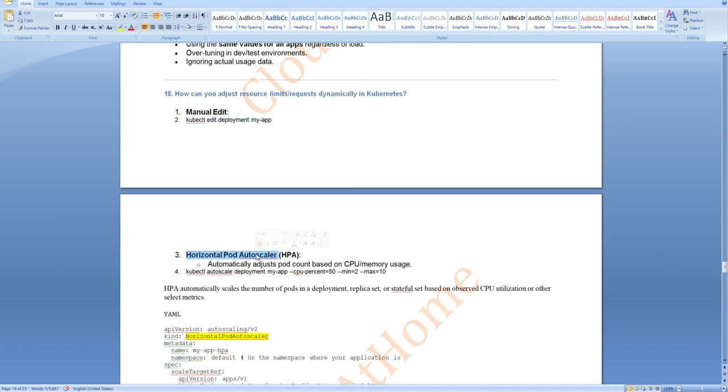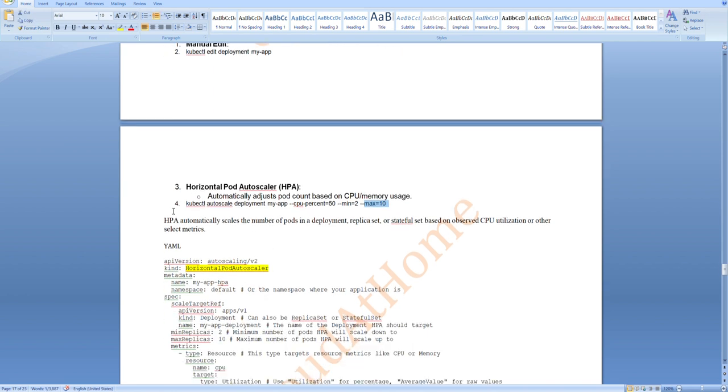What is HPA? Horizontal pod autoscaler. It automatically adjusts the pod count based on the CPU and memory. Okay, this is horizontal, then vertical we will also see. If you want the imperative way, you can run this command: kubectl autoscale deployment, your deployment name, when CPU is 50, and the minimum and maximum you want. So HPA automatically scales the number of pods in a deployment, replica set or stateful set based on CPU utilization and other metrics.